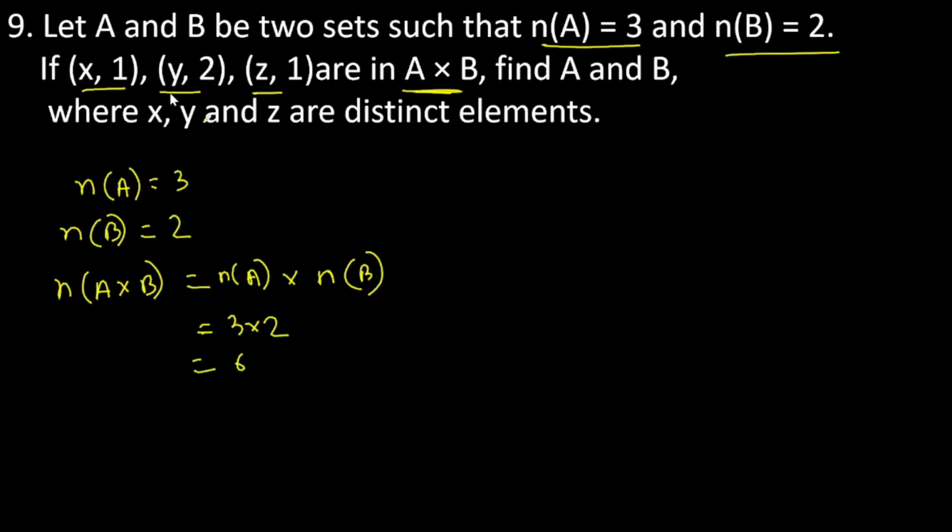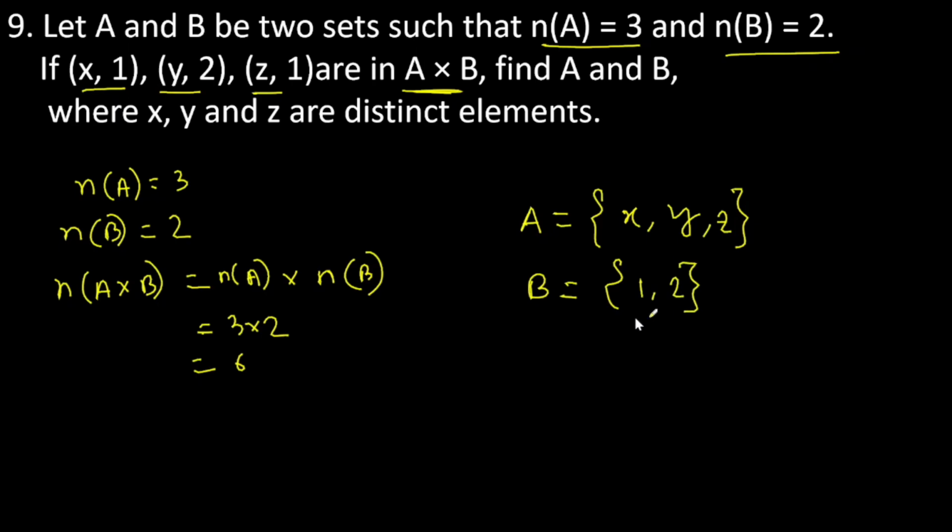So we know the first element belongs to the first set, so x, y, z. So we can write set A equals x, y, z and B equals, since the elements are distinct, 1, 2 are the elements of B. And here also it is given that n(A) is 3, so number of elements is 3, and n(B) is 2, number of elements is 2. So these are set A and set B.